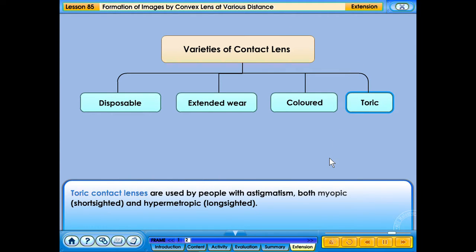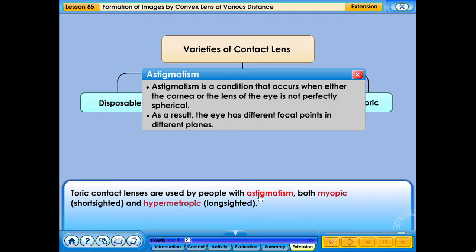Toric contact lenses are used by people with astigmatism, both myopic, short-sighted, and hypermetropic, long-sighted. Astigmatism is a condition that occurs when either the cornea or the lens of the eye is not perfectly spherical. As a result, the eye has different focal points in different planes.